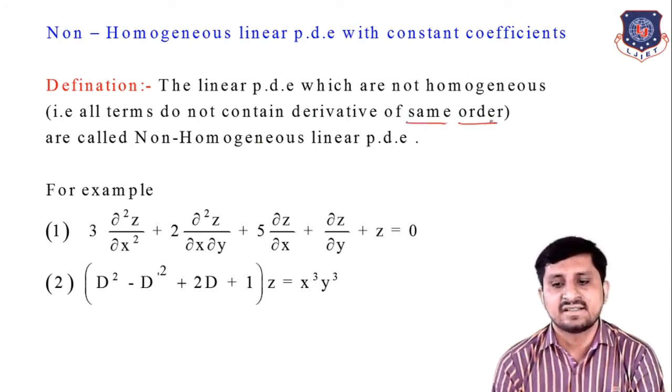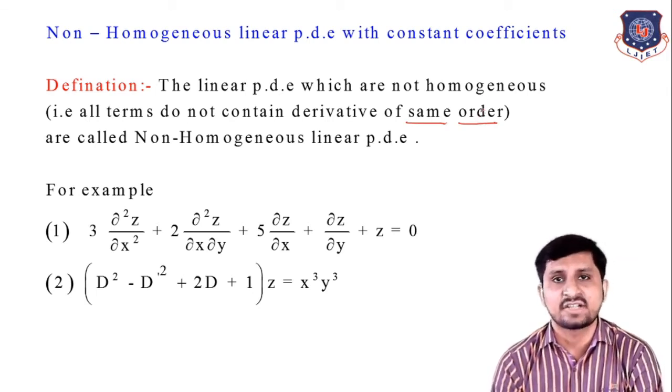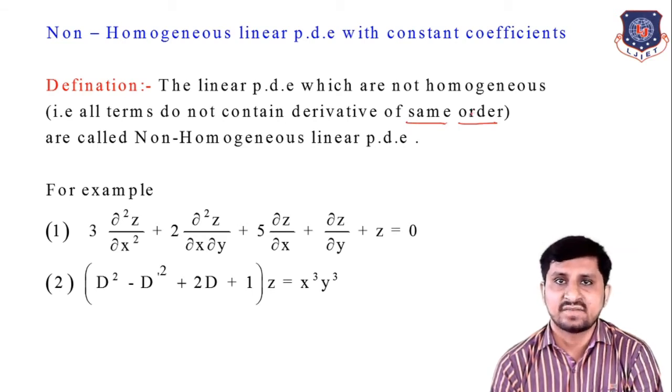Up to this point we discussed homogeneous linear partial differential equations, in which all the terms contain derivatives of the same order. But suppose all the terms do not contain derivatives of the same order, then we can say that it is a non-homogeneous linear partial differential equation.